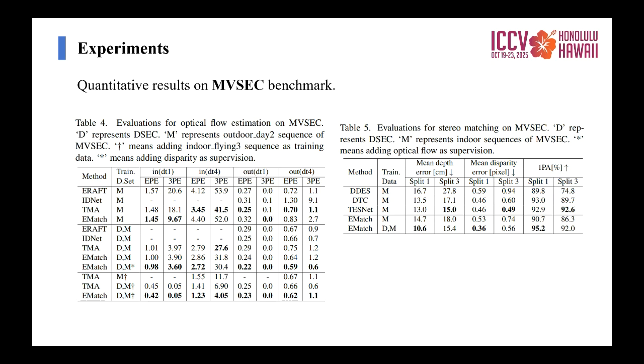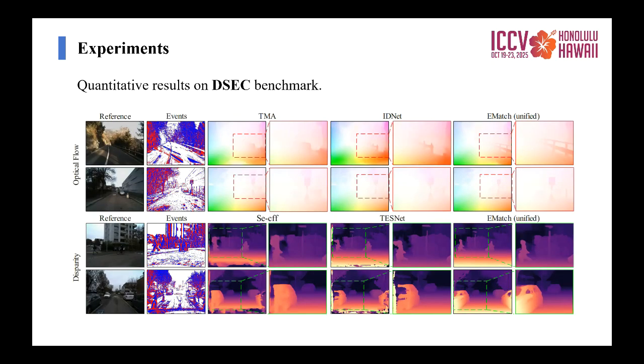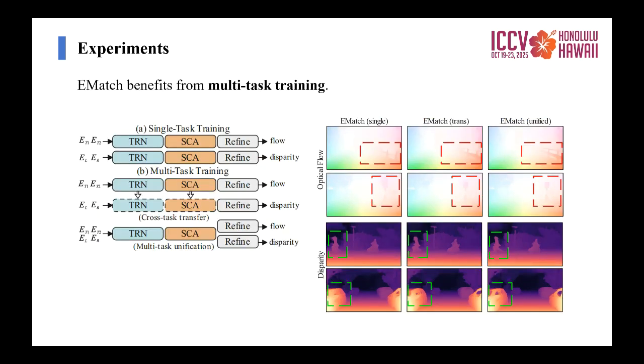and motion conditions. Qualitative results further show that EMatch generates smoother motion fields and sharper disparity boundaries, effectively combining the strengths of both tasks. Moreover, when we perform multitask training, optical flow and stereo matching both improve, demonstrating the benefit of cross-task transfer between temporal and spatial perception.